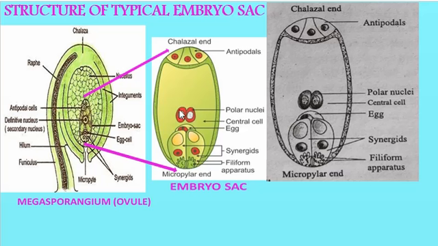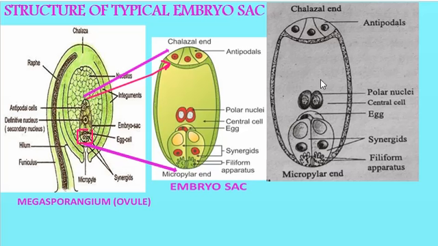What is this chalazal end and micropylar end? Look at this. This is the ovule. Okay, at this end there is a chalaza. Hence, this part of the embryo sac is known as what? Chalazal end. Okay, whereas this is the micropyle. You can recall the structure of ovule. There is a small opening left by the integuments. So this opening is known as what? Micropyle. This part of the embryo sac is known as what? Micropylar end.